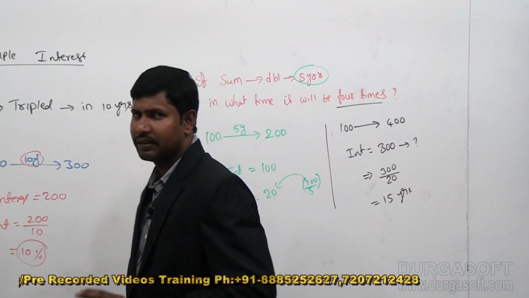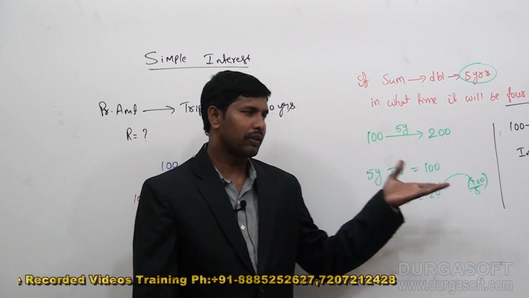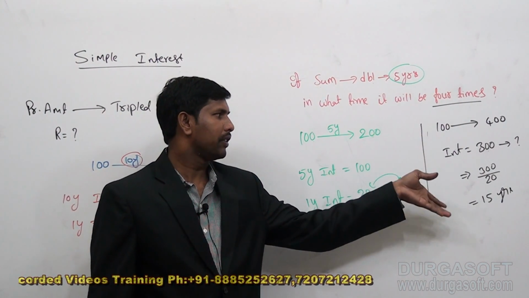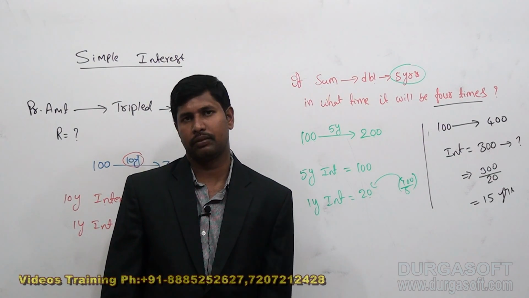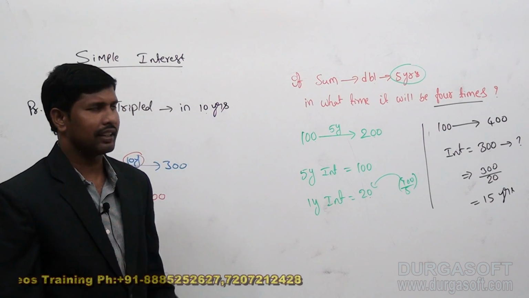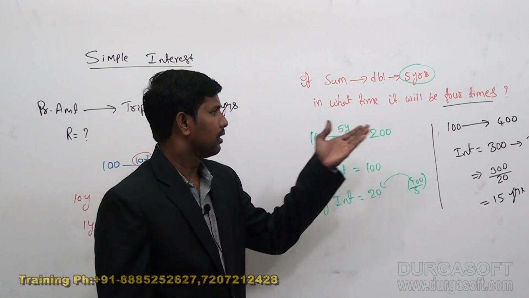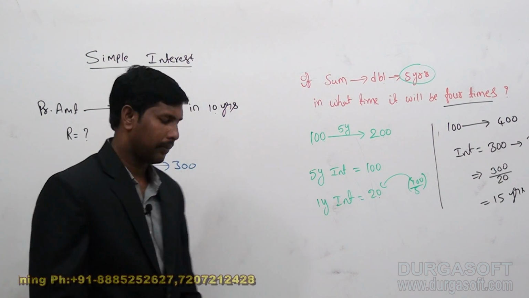So in this way we will find out the required value. Here the meaning is very simple. We need to find out the interest for 1 year and calculate the number of years to get that much interest, to get 4 times. In this way, whatever question they are asking, we can calculate the answer easily.